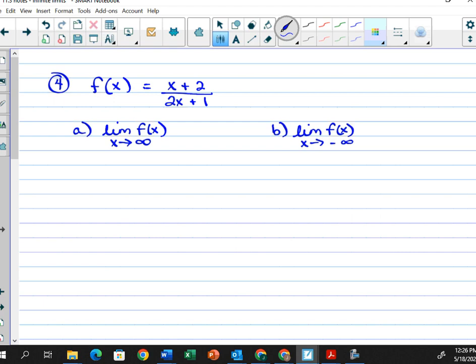You don't need to draw a sketch for this one. You can. It's never a bad plan to draw the sketch, but you don't need to.